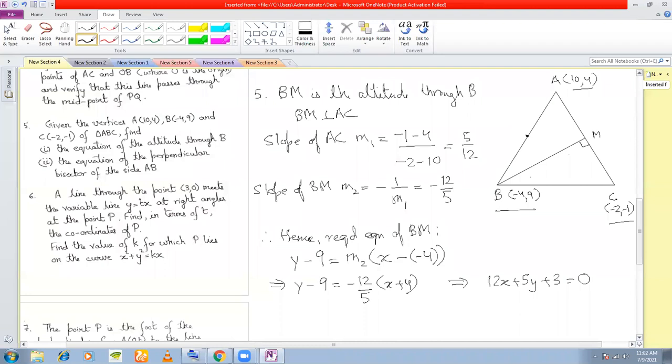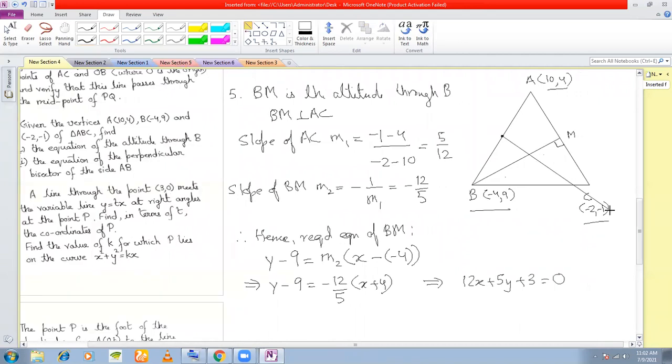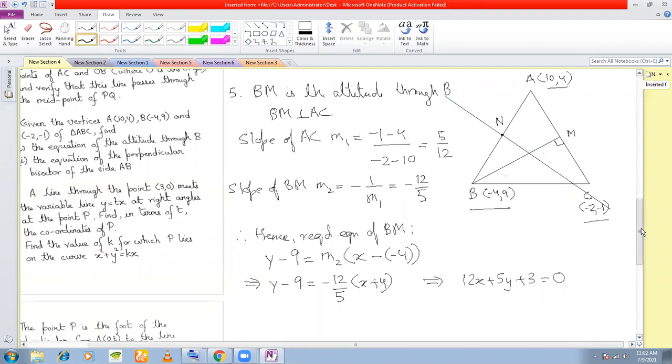This is the midpoint of AB, right? And we draw a perpendicular through this. This is a perpendicular bisector of AB. Let us call this point N. So N is the midpoint of AB, right?